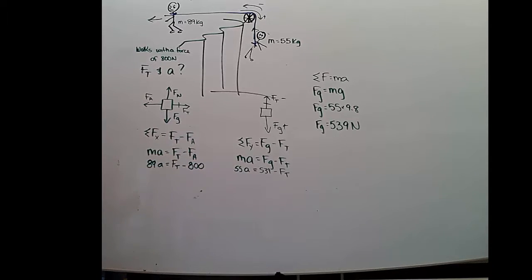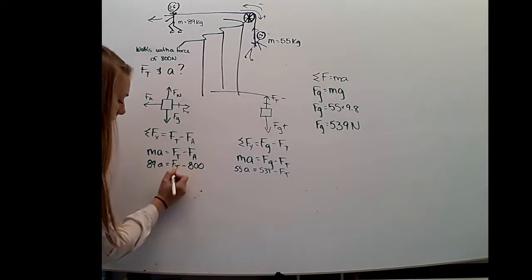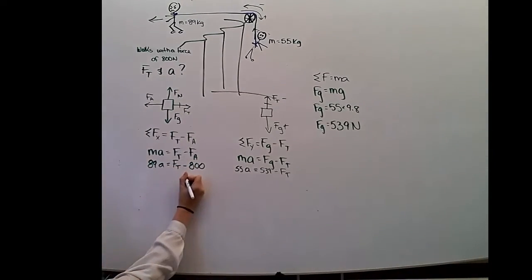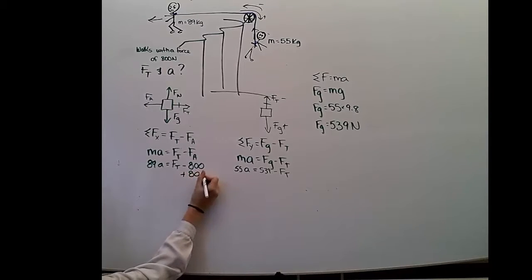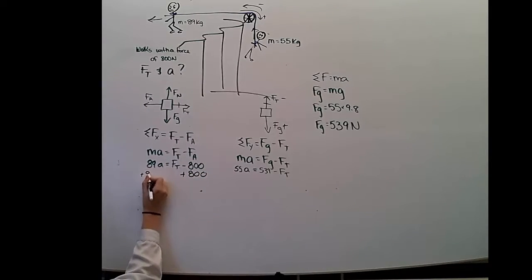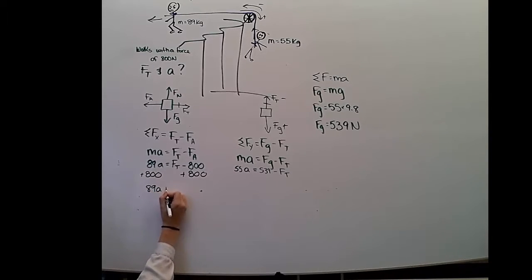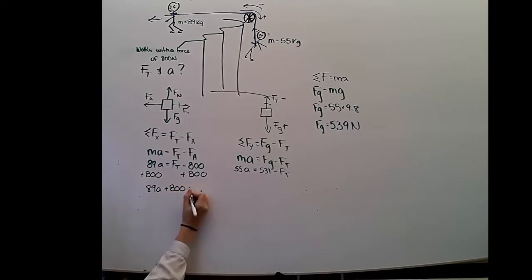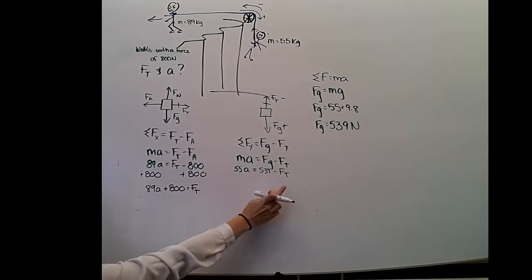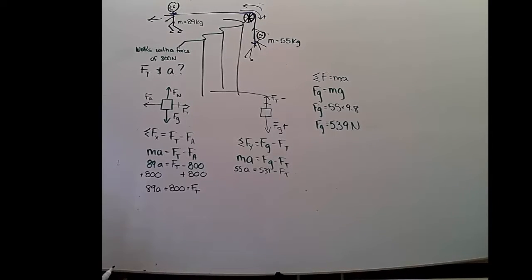So the first thing I'll do is isolate one of the variables in one of the equations. In this case, I'm going to isolate Ft. So I'm going to add 800 to each side, so that I end up with 89A plus 800 equals Ft. So now, instead of having Ft in this equation, I can actually substitute this entire thing in for Ft. So we're going to rewrite this equation.